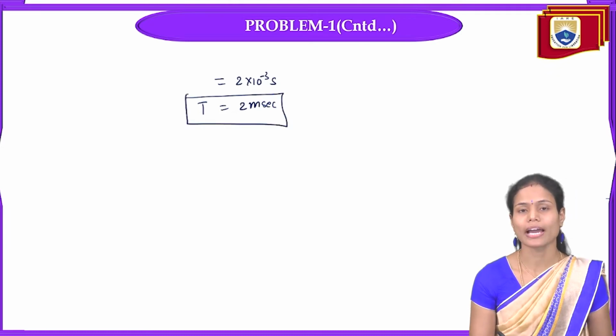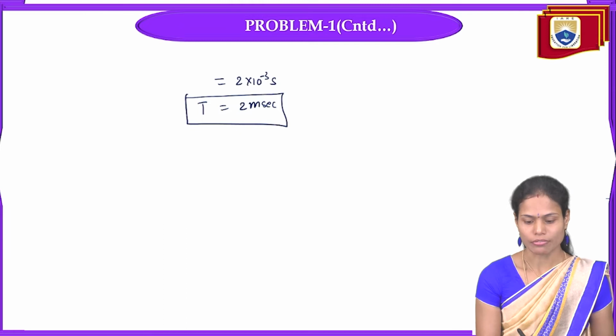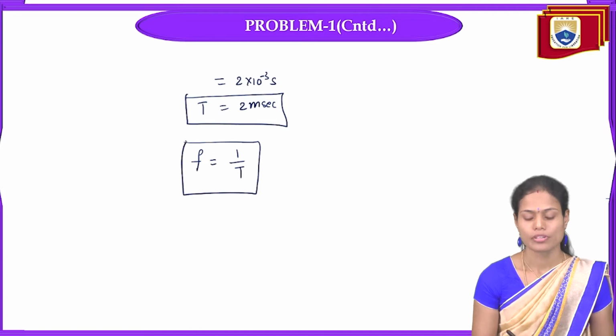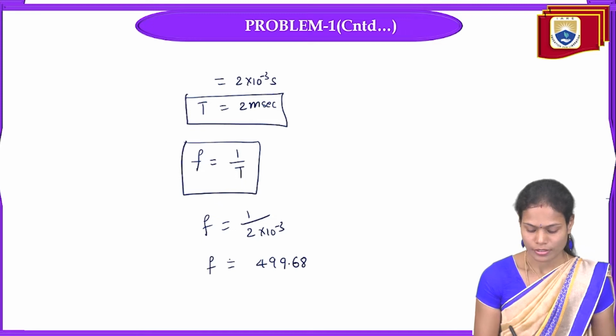From this time period, we can find the frequency, because time is inversely proportional to the frequency. So I can write F equal to 1 by T. F equal to 1 by 2 into 10 power minus 3 will give 499.68 Hertz.